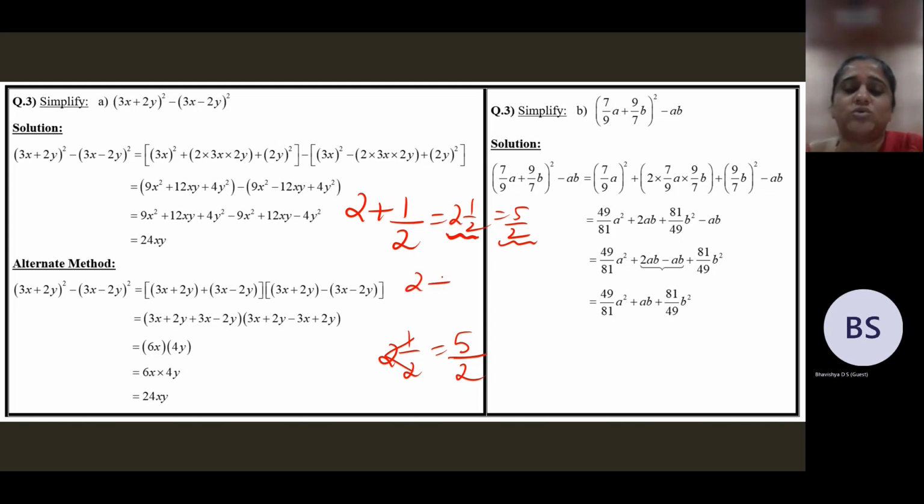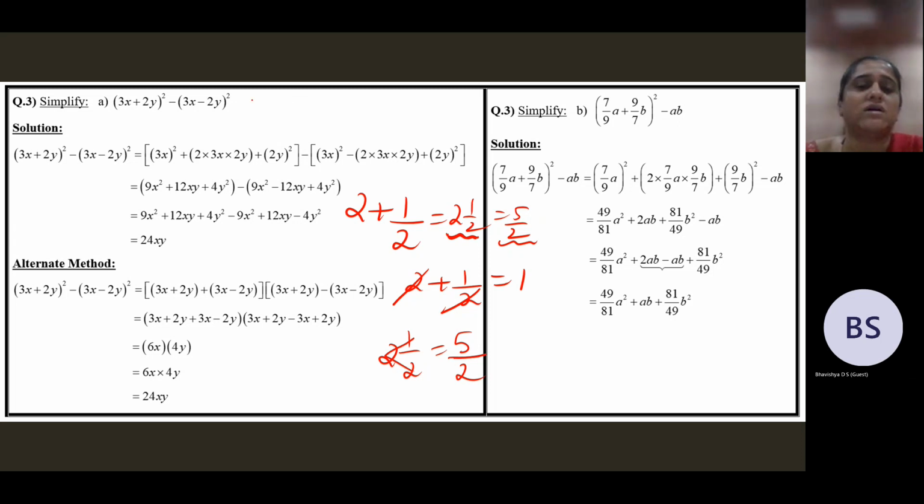But according to your new theory, you're saying you'll cancel 2 and 2. Then you'll get 1. Which is the correct answer? Ma'am, 5 by 2. So what do you understand from this? You cannot cancel 2 and 2 because there is a plus sign in the middle. So when there is a plus or a minus sign in the middle, you cannot cancel like that. You can cancel only if it's a product. If it's multiplication in the middle, you can cancel.